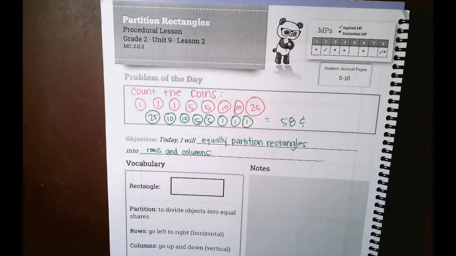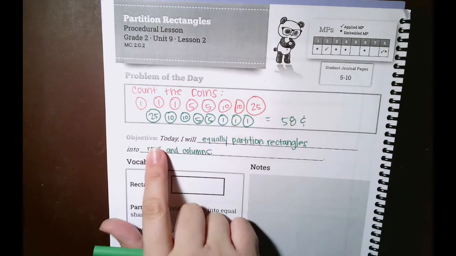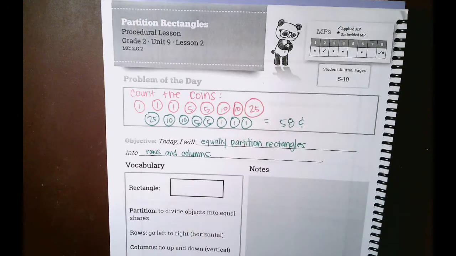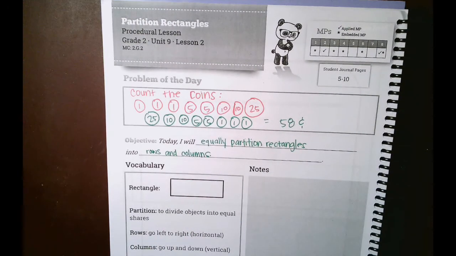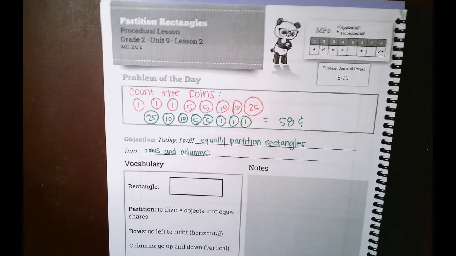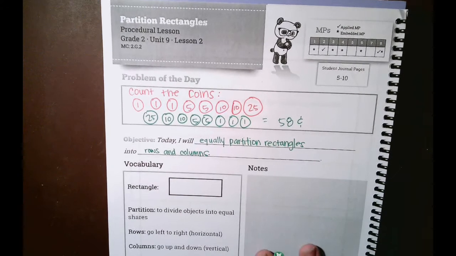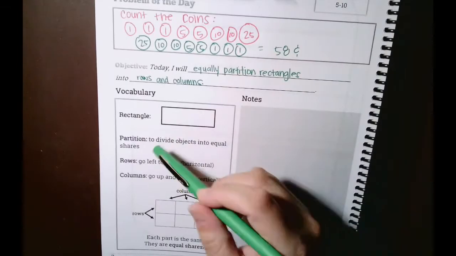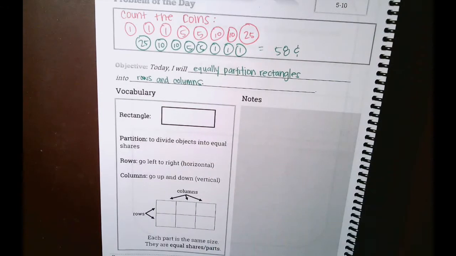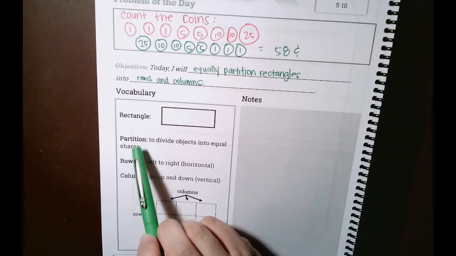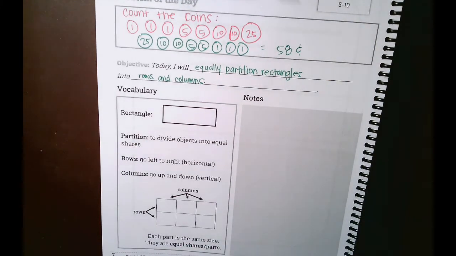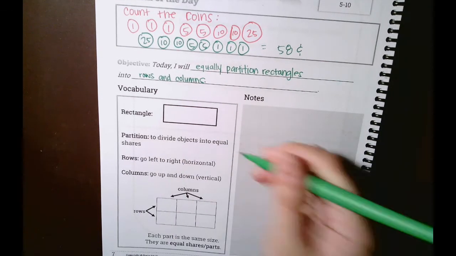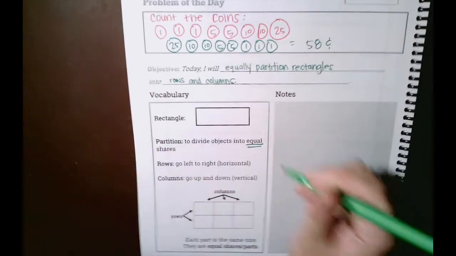All right. So today's objective is: today I will equally partition rectangles into rows and columns. Same objective as yesterday. Today is just going to be our procedural lesson. Same vocabulary as yesterday. We have a rectangle, the shape that we will be working with today. Remember, partition means to divide objects into equal shares. It's very important to remember it's got to be equal.